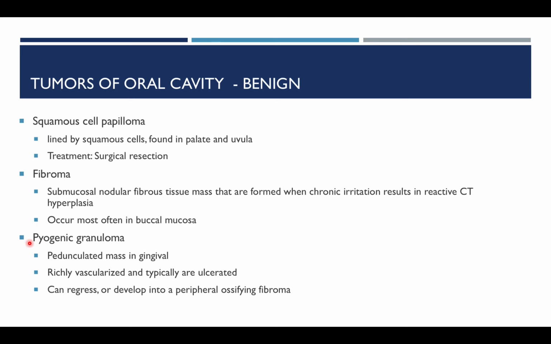And then we have pyogenic granuloma, which is pedunculated masses in the gingiva, which is basically the gums. And these tumors tend to be richly vascularized and can also be ulcerated. These tumors can naturally regress on their own, or they can further develop into ossifying fibroma, which is the same as a regular fibroma. However, ossification occurs, so you can have bony change, essentially.